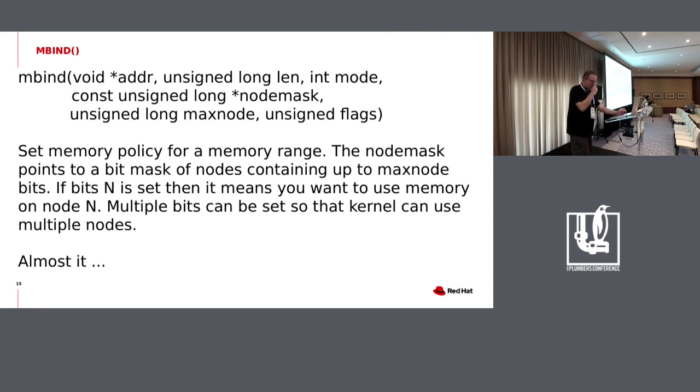The last one is mbind, memory bind. This one takes a virtual address and a size. You basically say, I want this range of virtual addresses, and I want to move that range to this set of nodes. The node mask is actually a bitmap, and every time you set a bit inside that bitmap, it means that the node corresponding to that bit is one of the memories where you might want to move that memory.